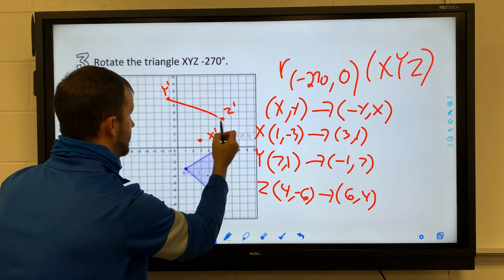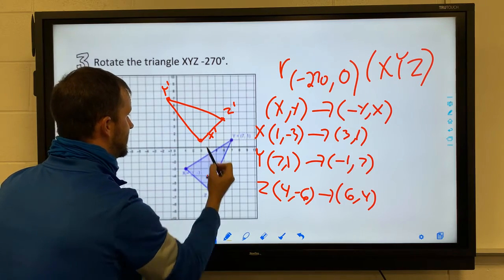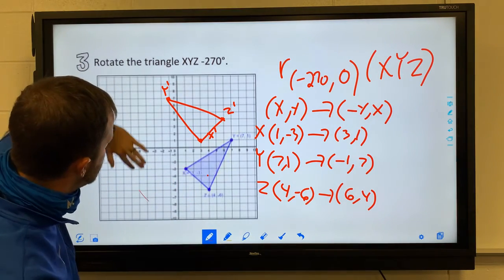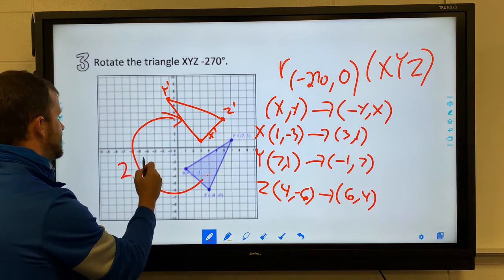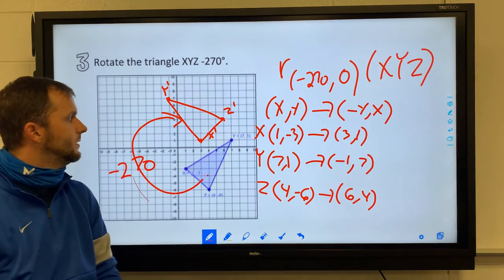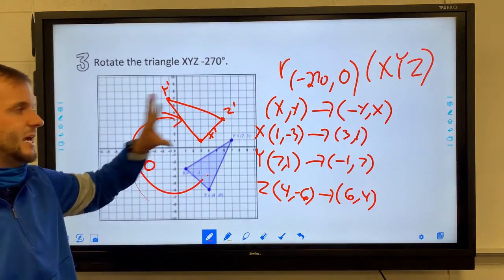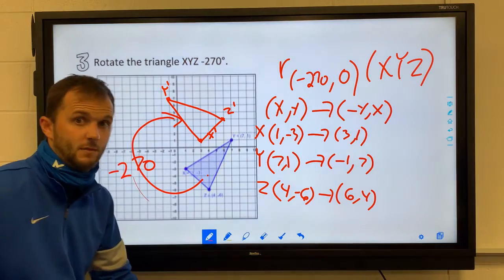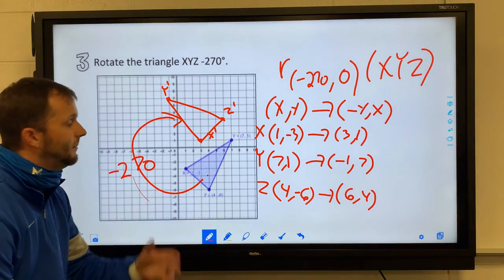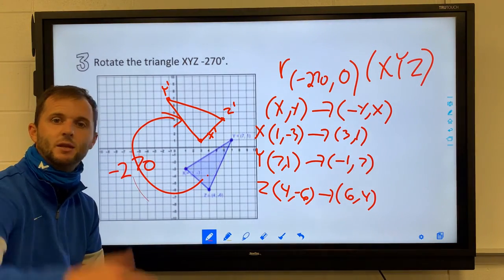Okay? And so if you look, ladies and gentlemen, I have taken this triangle and rotated it all the way around 270 degrees negative. So that's a rotation. Take every single point, put it through your system, and you get your final answer. Okay? All right, so let me know if you have any questions, guys, and good luck on your skill check.